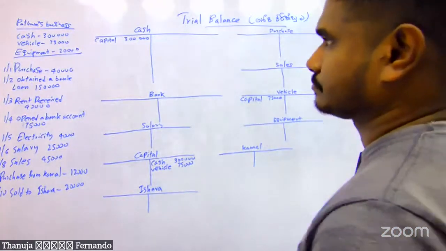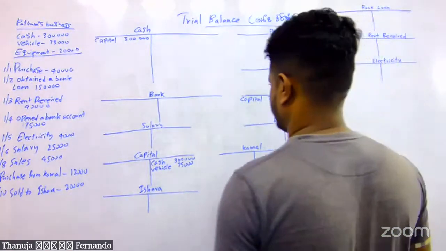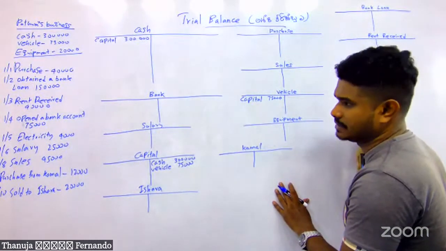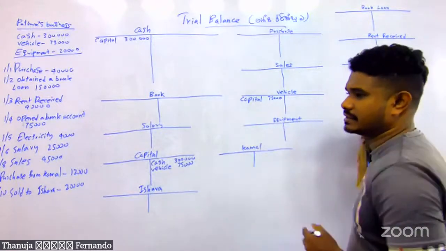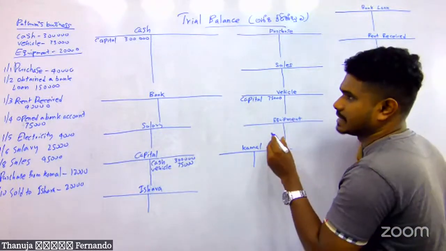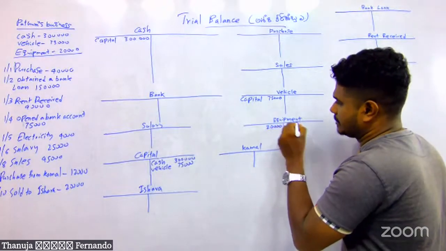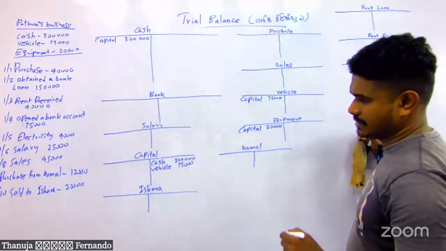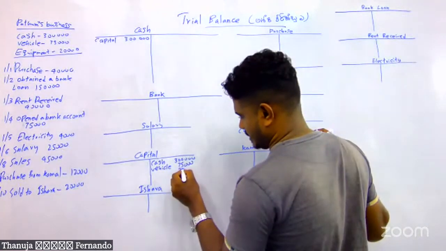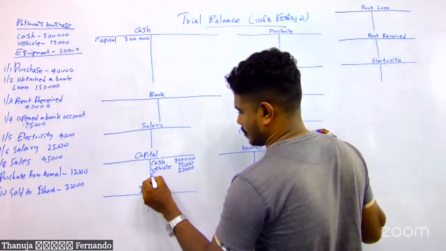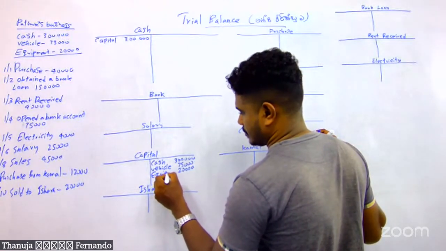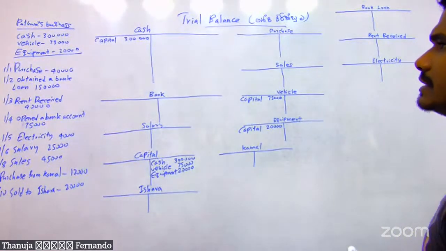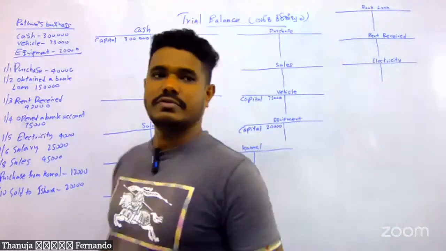Then another one, we have equipment. He has invested 20,000 worth of equipment. It is also an asset. So increasing equipment, debit, because it is an asset, 20,000 as capital. Then capital account yet again credit 20,000 as equipment, right? Then there are some transactions.